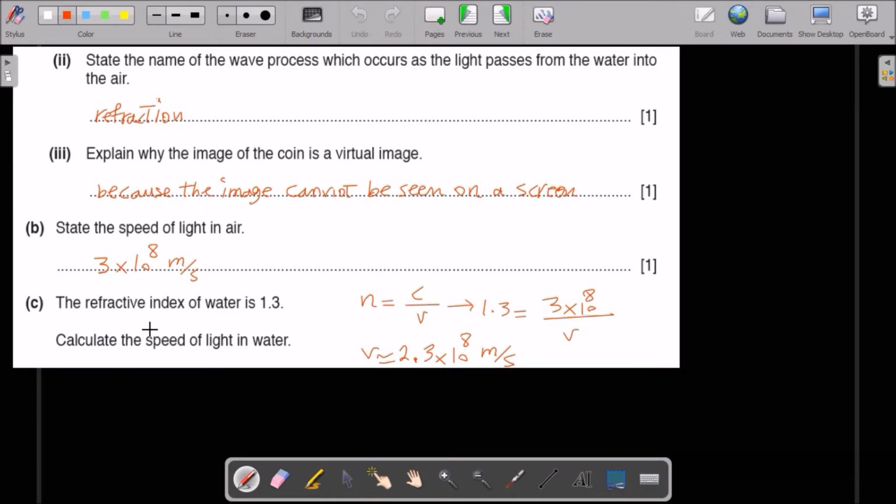Part C. The refractive index of water is 1.3. Calculate the speed of light in water. You know that refractive index is equal to C over V when one of the mediums is air. So 1.3 = 3 times 10 to the power 8 divided by V. If you rearrange, you will get V = 2.3 times 10 to the power 8 meters per second.